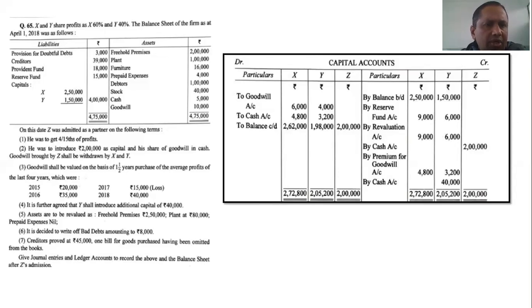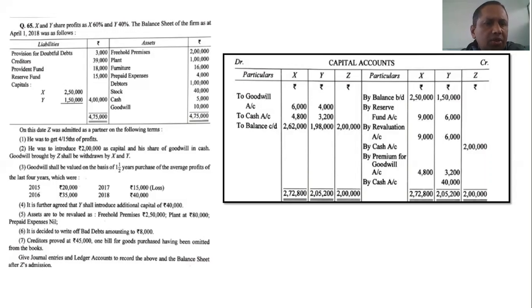And the second point is used there. Z has to introduce 2 lakh as capital. While 2 lakh capital is introduced, in the Z capital account by cash, 2 lakh is shown at the credit side of the capital account, because the new partner Z brings 2 lakh as capital in cash.